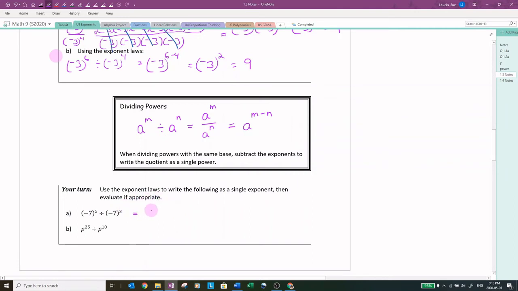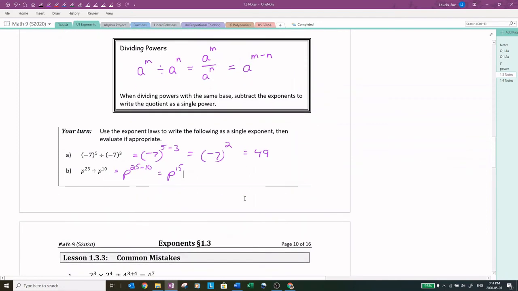Okay, so we're going to use the exponent rules. So that's negative 7 to the 5 minus 3, which is (negative 7) squared, which equals 49. And p to the 25 divided by p to the 10 is p to the 25 minus 10, which is p to the 15. And we can't evaluate because we don't know what p is, but we can write that as a single exponent.